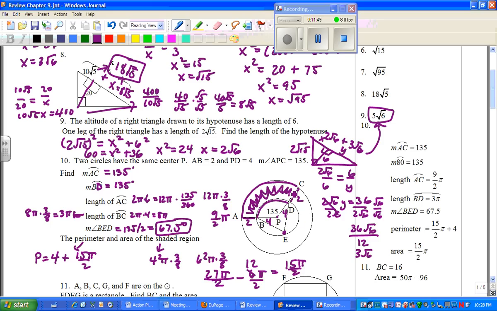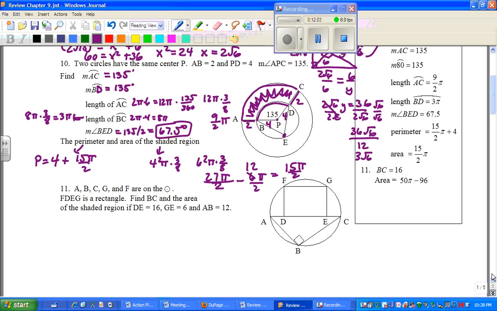This is a challenging question. We'll do a lot more of these when we come to the circle chapter. So I just wanted to give you something that is challenging here. But nothing like that will be on the test.